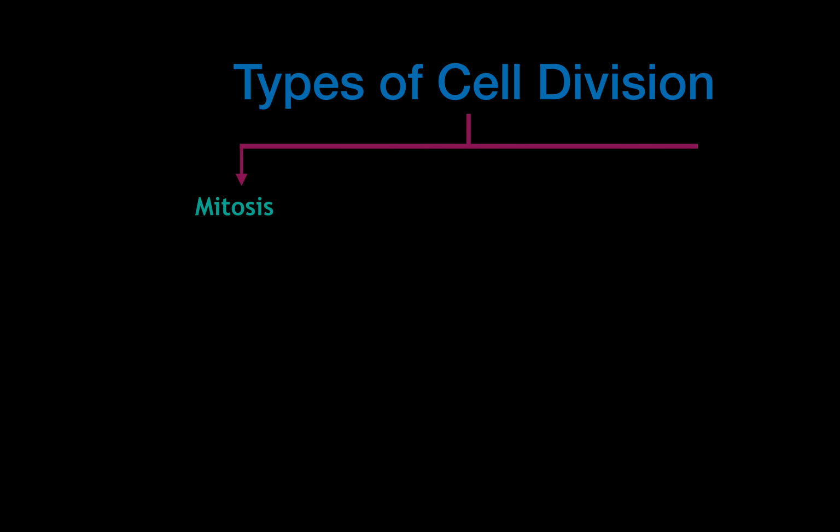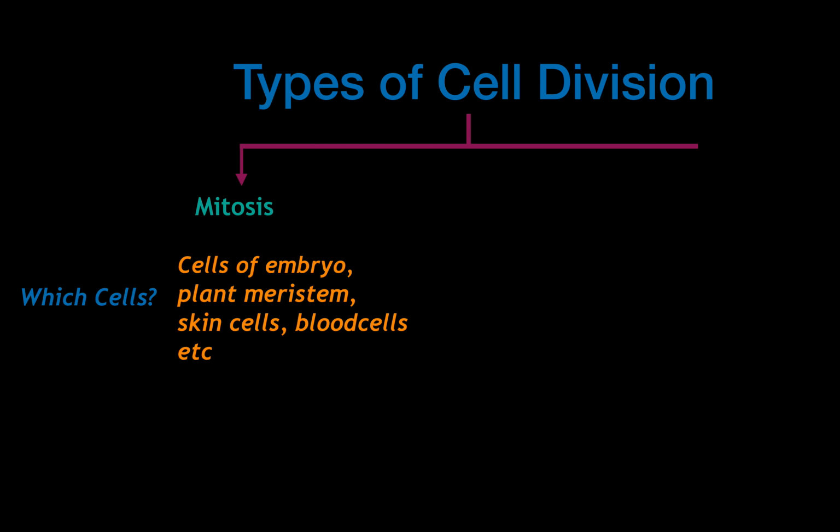Now, as I said, body cells or somatic cells. So, which cells exactly? Let's check a few examples. The cells can be that of the embryo. It can be of the plant meristem, which is again the region of actively dividing cells. Then certain cells like skin cells, blood cells, liver cells, etc.